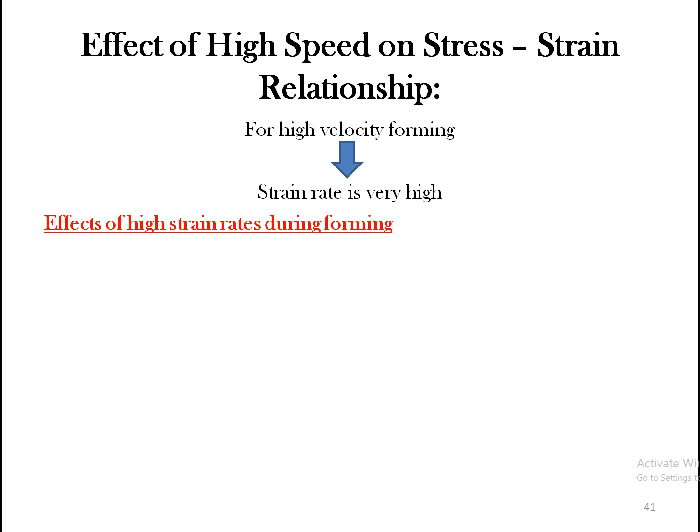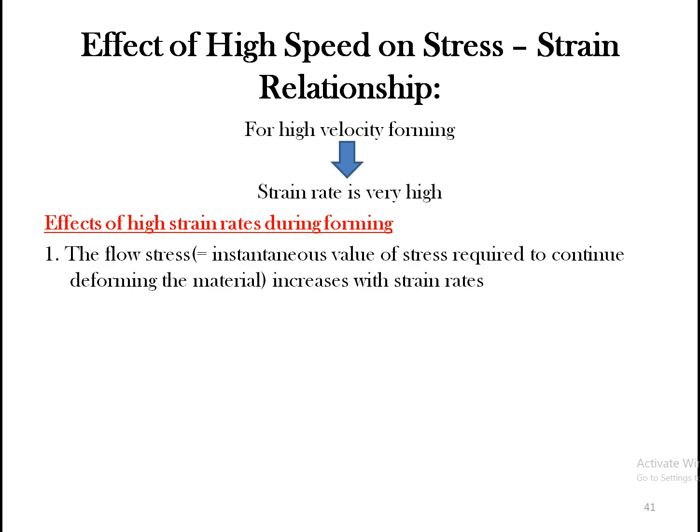Okay, so as a summary of all those things, we'll take the summary of some of those aspects. So what is the effect of this high strain rate on forming? The direct effect is on the flow stress. Flow stress is nothing but the instantaneous value of stress required to continue deforming the material.